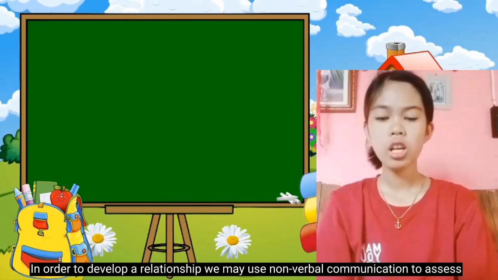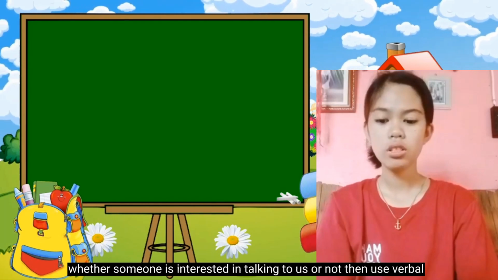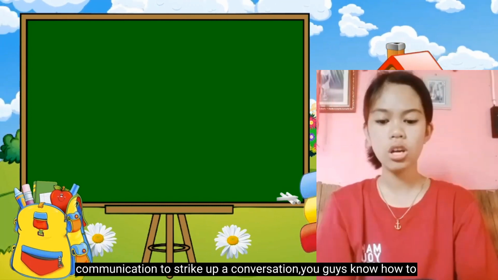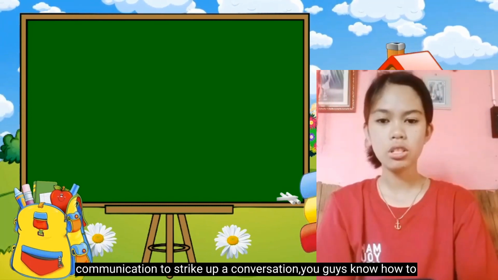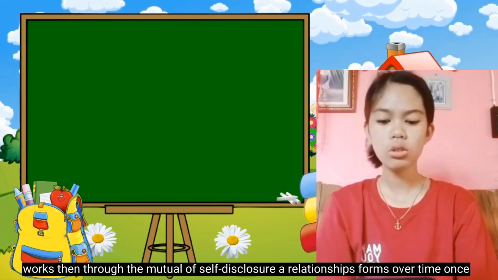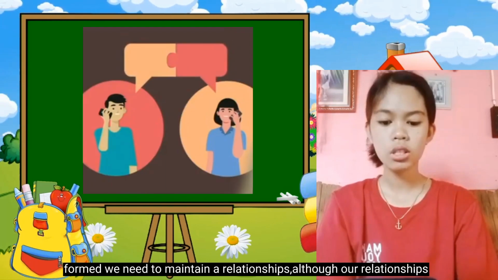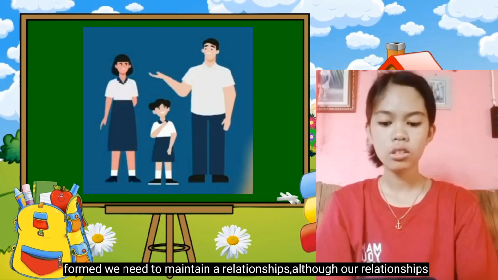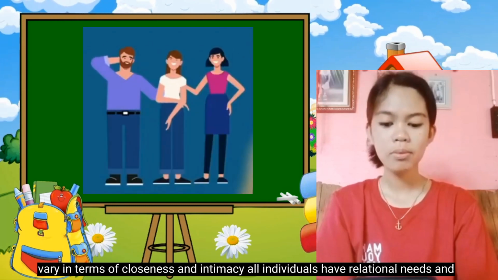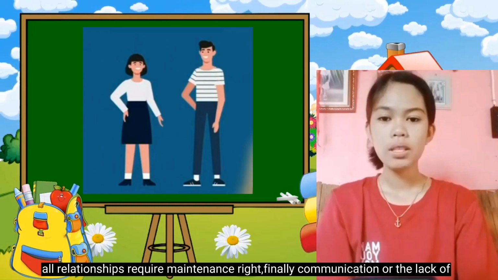In order to develop a relationship, we may use nonverbal communication to assess whether someone is interested in talking to us or not, then use verbal communication to strike up a conversation. You guys know how this works. Through the mutual exchange of self-disclosure, a relationship forms over time. Once formed, we need to maintain a relationship. Although our relationships vary in terms of closeness and intimacy, all individuals have relational needs and all relationships require maintenance.